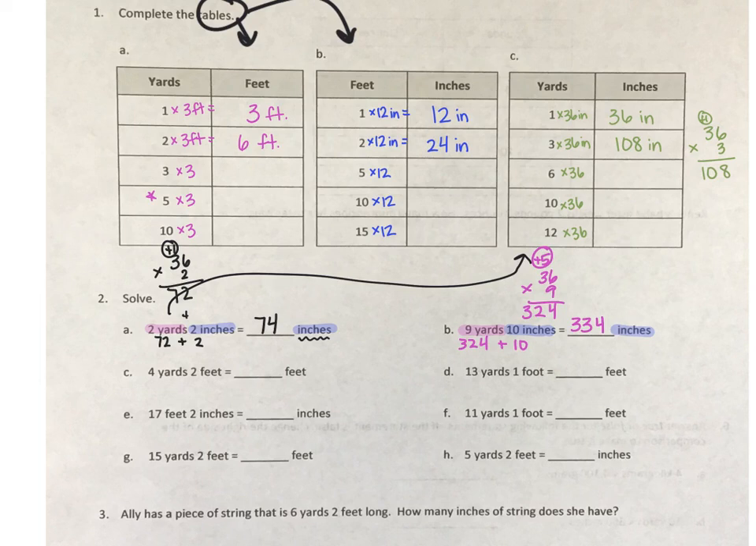What you've got to do is look at that and break it apart. So 4 yards and 2 feet is how many feet altogether? 13 yards and 1 foot is how many feet altogether? For all of these, you're converting the yards into feet and then adding up the extra feet. It's like the extras at the bottom of the bottle.